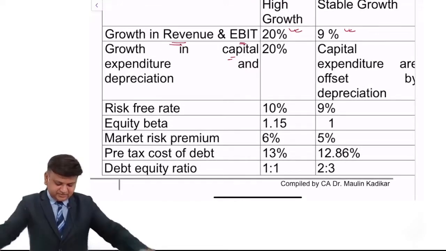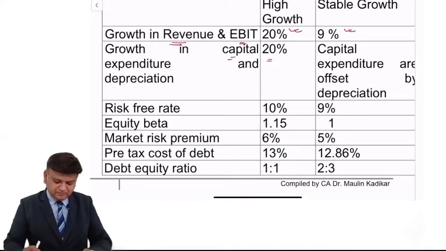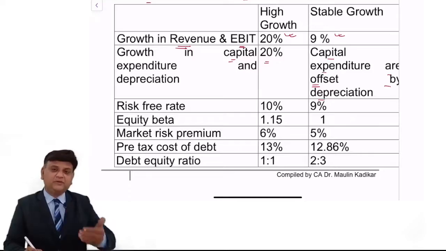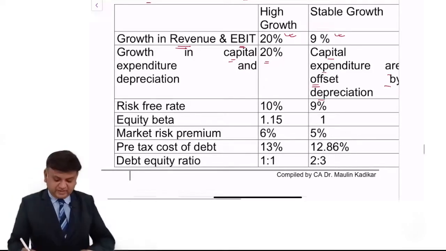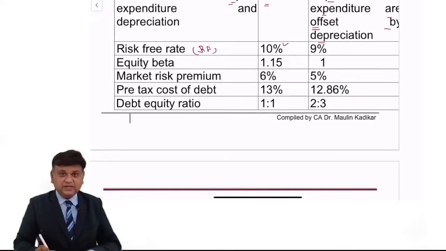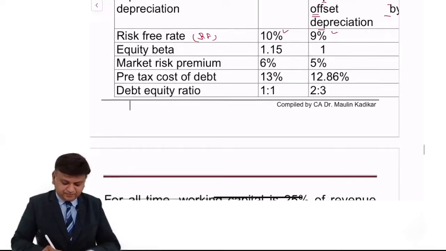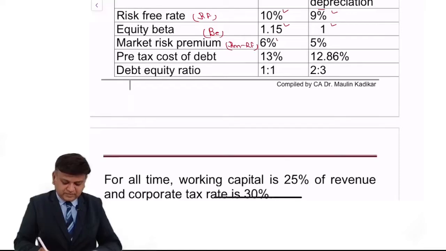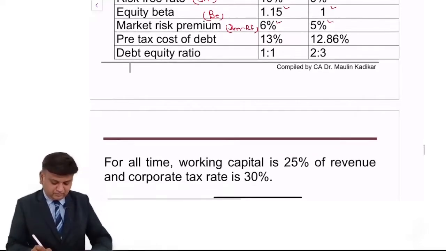Growth in the capital expenditure and depreciation is 20%. During stable growth period, capital expenditure is offset by depreciation. It means that whatever is the amount of depreciation itself is the amount of the capital expenditure. The risk-free rate of return, RF, during this period is 10% and later on 9%. Beta of equity is given to us as 1.15 and then 1. Market risk premium is given, it is RM minus RF. It is 6 and later on it is 5.